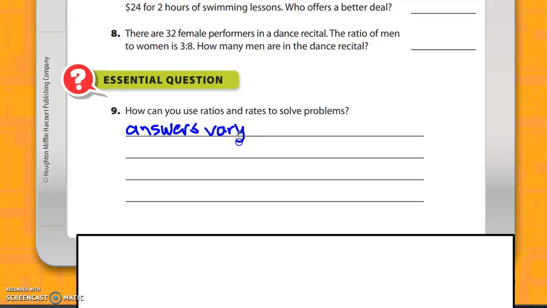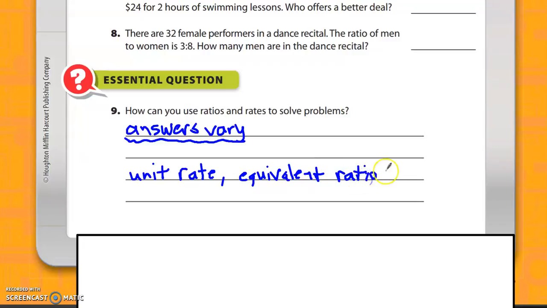And I think what we can do is just kind of write a lot of the things that we've done, just some of the main terms we've done. We could find the unit rate. We could find equivalent ratios. And another one that I've seen a lot of students using lately is cross multiplication. We could use cross multiplication. Those are some really good strategies. I know that doesn't totally answer the question, but I think this is a good enough way to describe what we've learned in this unit.